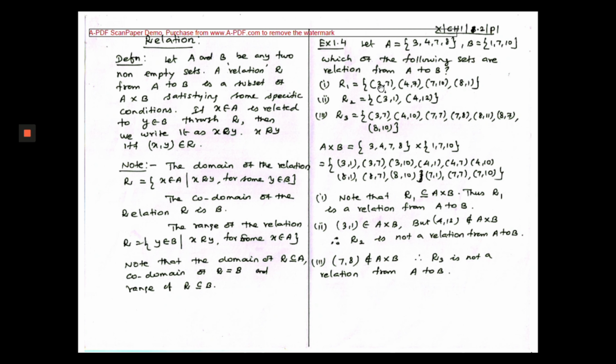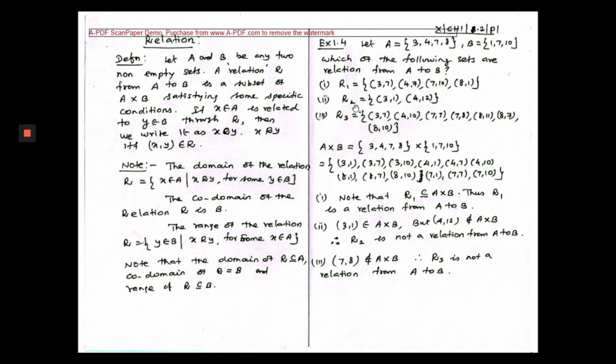Now R1 is equal to {(3, 7), (4, 7), (7, 10), (8, 1)}. Check whether R1 is a subset of A cross B. Here A cross B is equal to {3, 4, 7, 8} cross {1, 7, 10}: (3, 1), (3, 7), (3, 10), (4, 1), (4, 7), (4, 10), (7, 1), (7, 7), (7, 10), (8, 1), (8, 7), (8, 10). These are all the elements of A cross B.